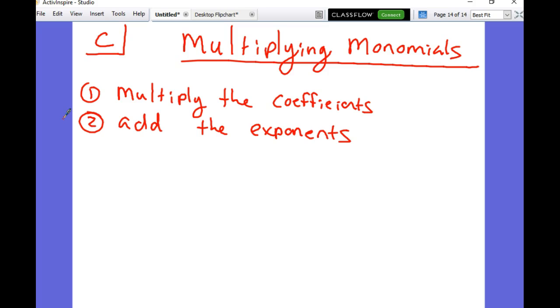So it's different than adding. When adding, all you do is find the like terms and add the coefficients, right? But when multiplying, do they have to be like terms? I didn't say that. They don't need to be like terms. But what you do want to do is multiply the coefficients and add the exponents. So let me give you an example.